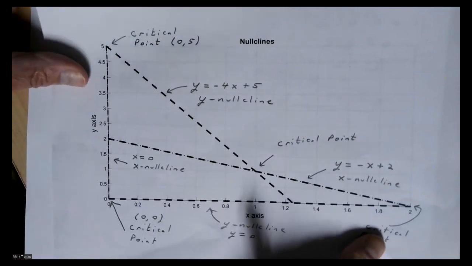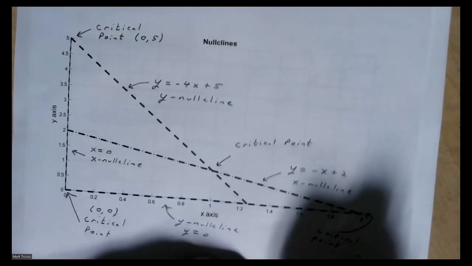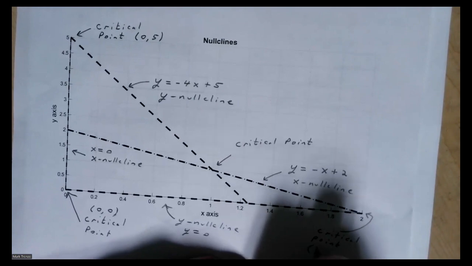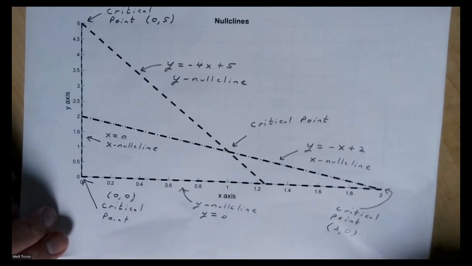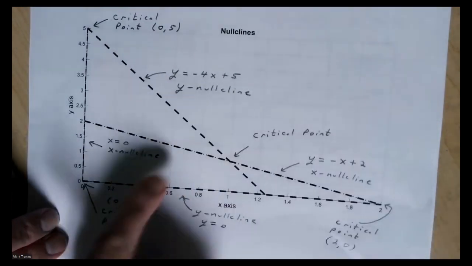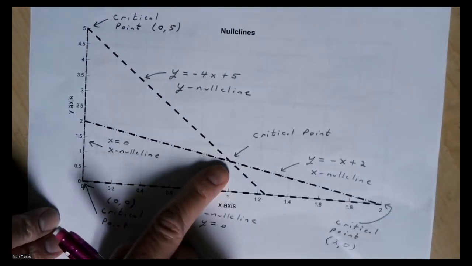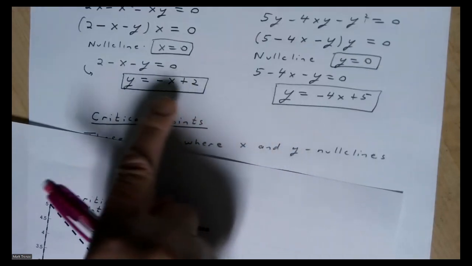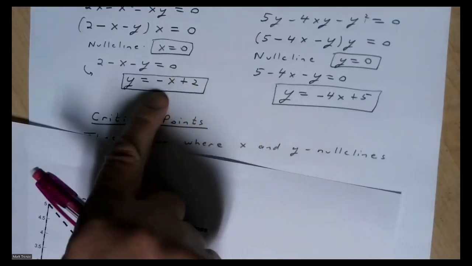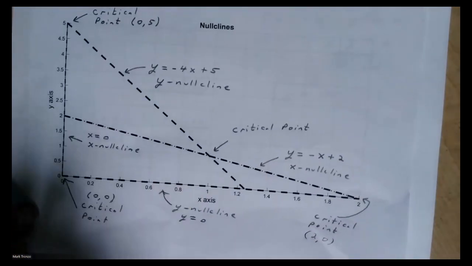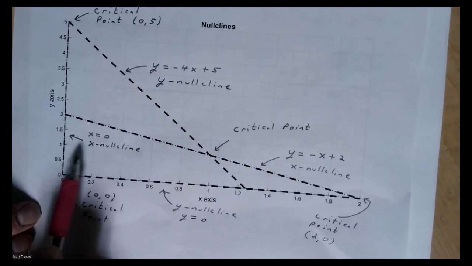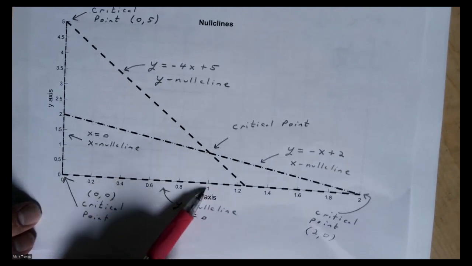Over here was 2, 0. Now this point here, to find that, we could find where this line intersects this line. We could do it with equations, but by observation, that point is going to be 1, 1.